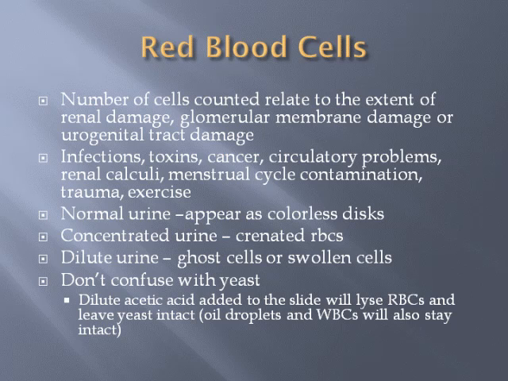It's important not to confuse red blood cells with yeast. One way to differentiate, if you're confused or can't really tell, is to add a drop of dilute acetic acid or glacial acetic acid to the slide. This is going to lyse the red blood cells and leave the yeast cells intact. Oil droplets and white cells will also stay intact.